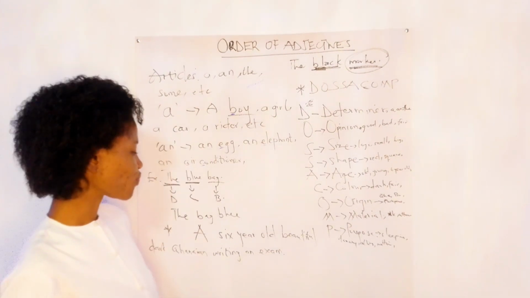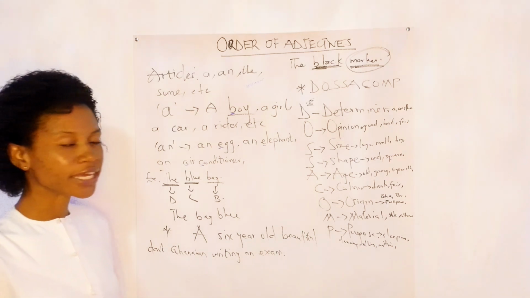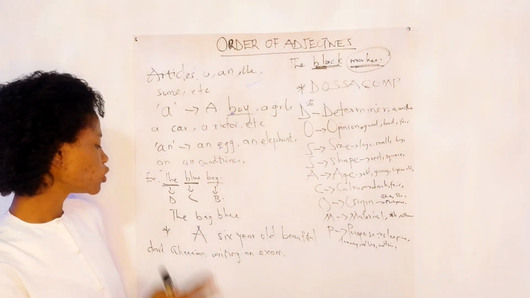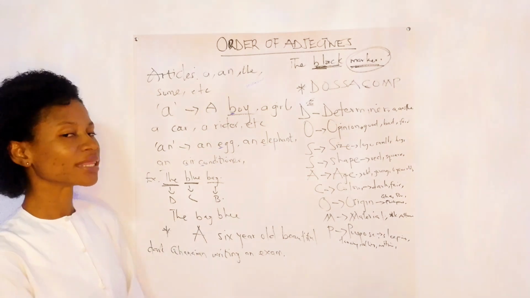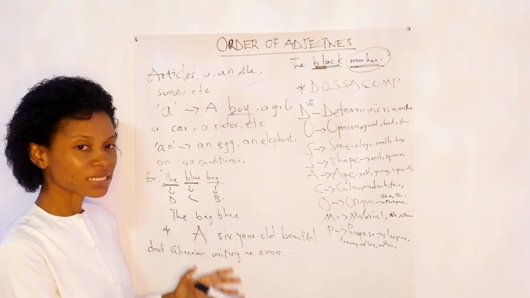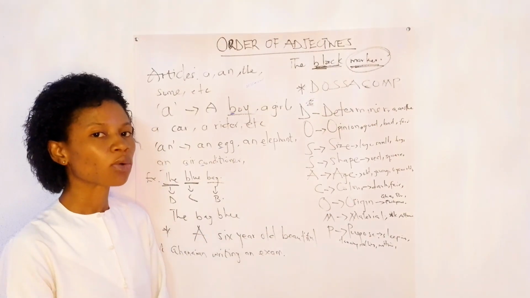This is an example. A 6-year-old beautiful dark Ghanaian writing an exam. We are to arrange this statement with respect to the order of adjectives. Look at what we are going to do.